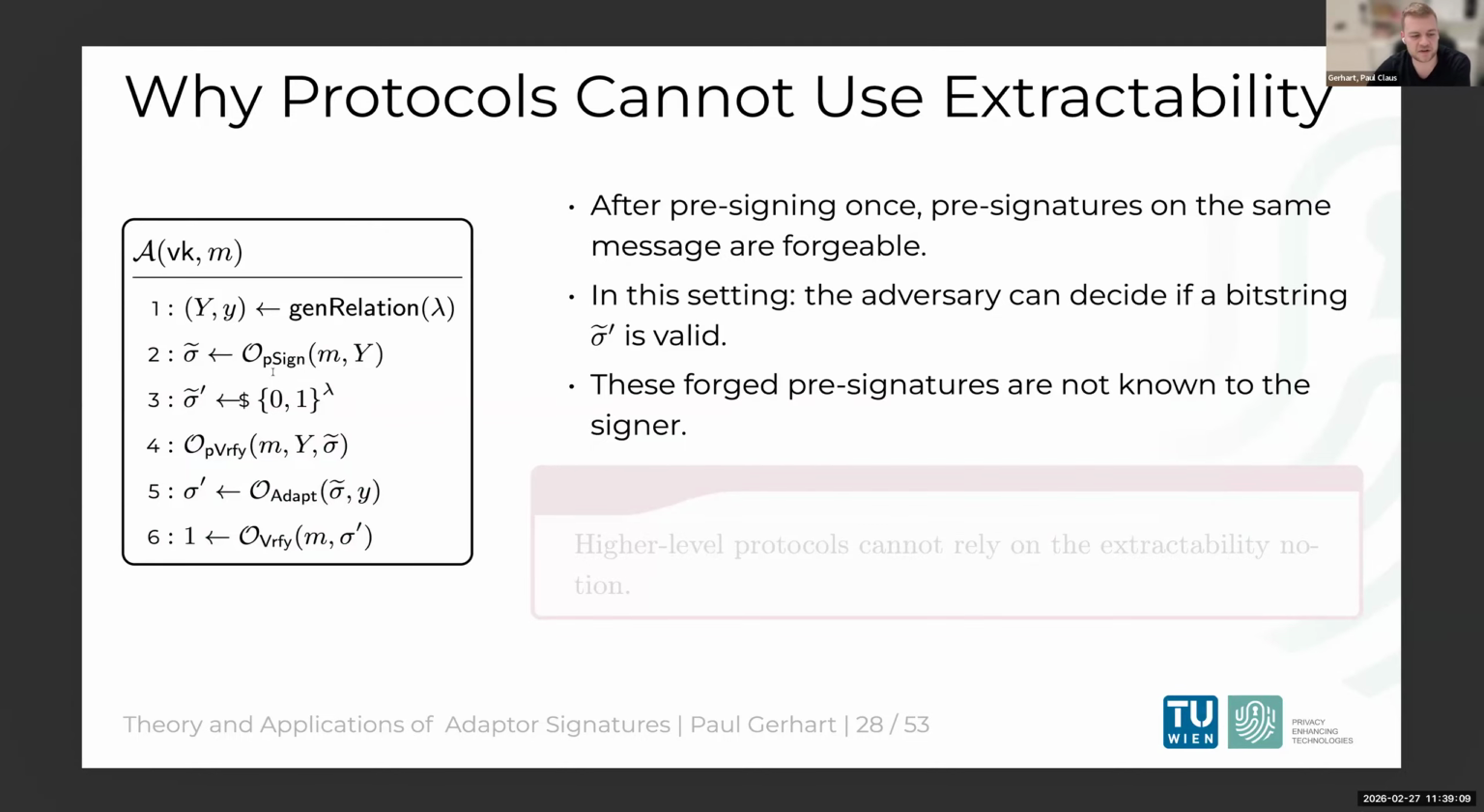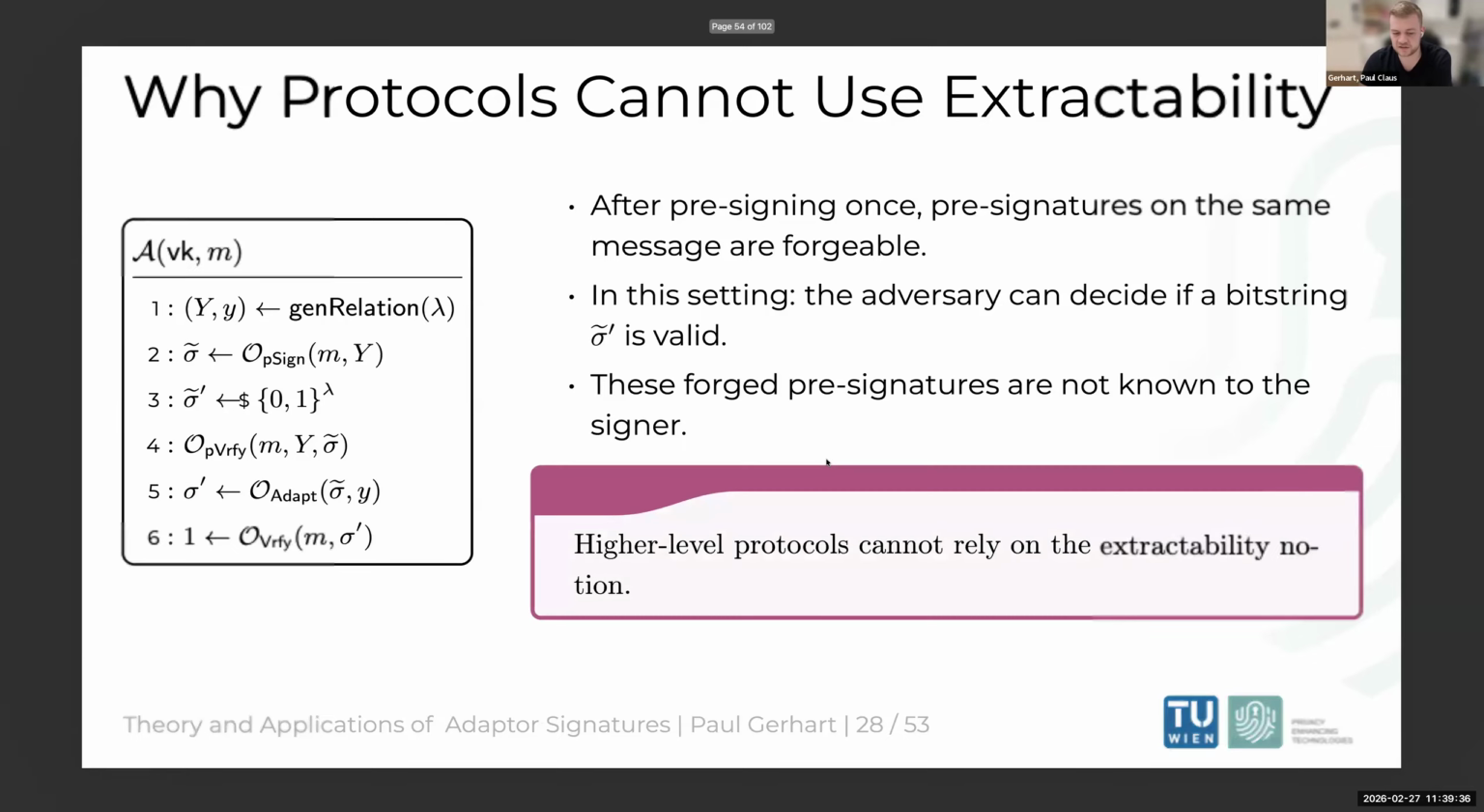And the problem is the following, because a different pre-signature was created beforehand, which is known by the honest signer. This pre-signature can be valid, but if this pre-signature is valid, and this signature verifies by adaptability, it must verify. However, it cannot extract, because adapt will output a signature, but the oracle adapt will not output the same signature. So this problem means higher level protocols cannot rely on the extractability notion. So even if it could be instantiated, you don't have the security.